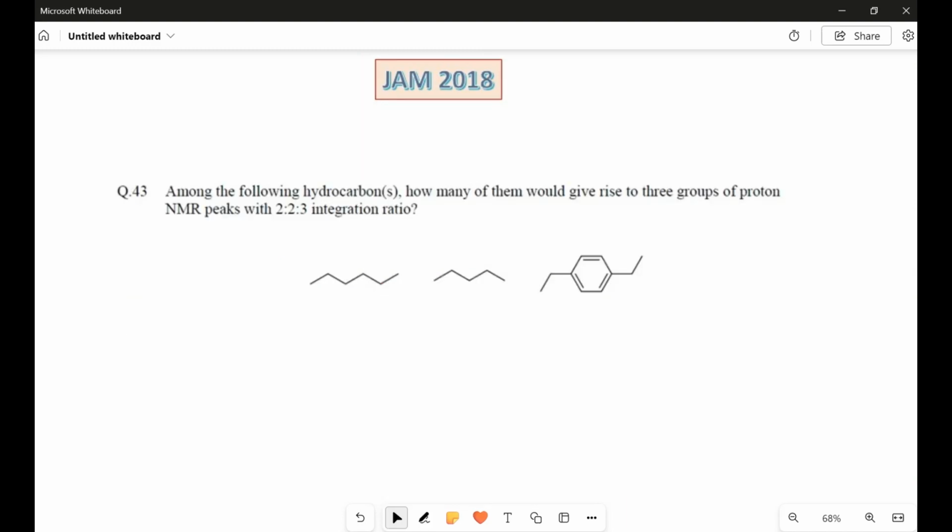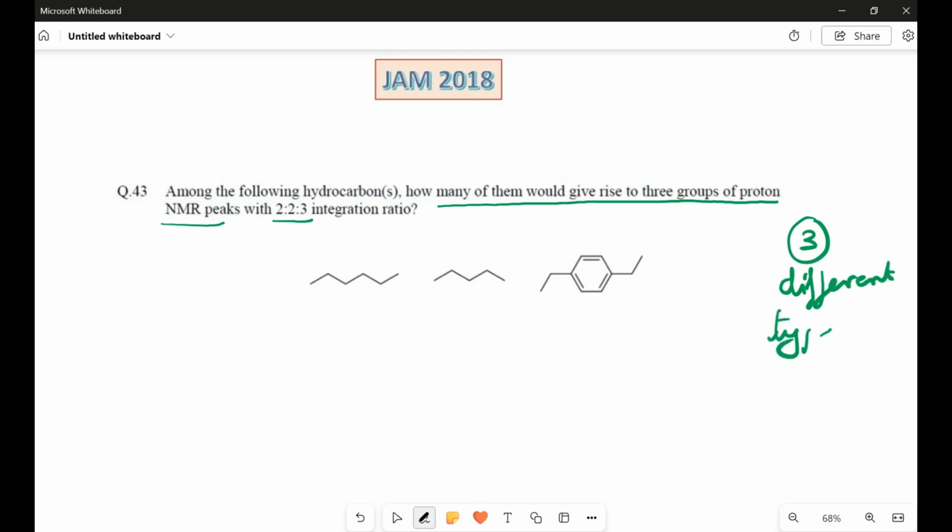2018 question. Among the following hydrocarbons, how many of them would give rise to three groups of proton NMR peaks with 2 is to 2 is to 3? So they're saying three different types of protons. So three different types of hydrogen, and with the intensity ratio of 2 is to 2 is to 3.